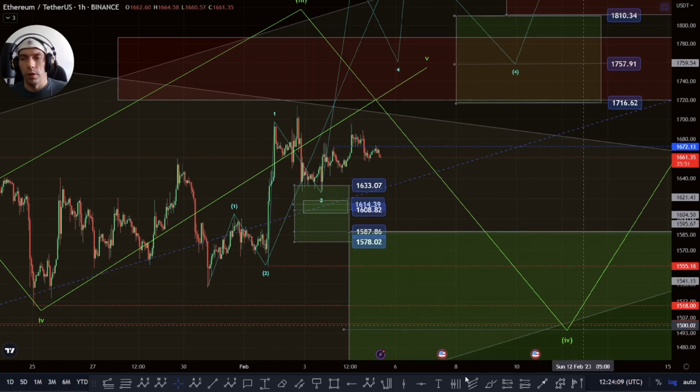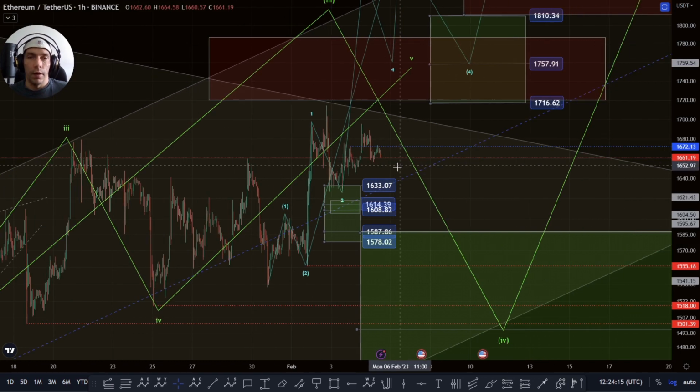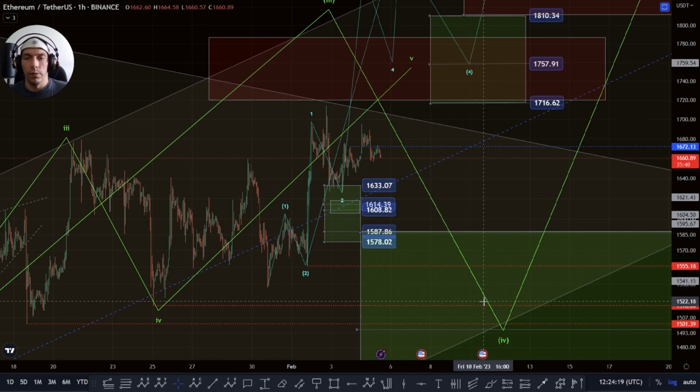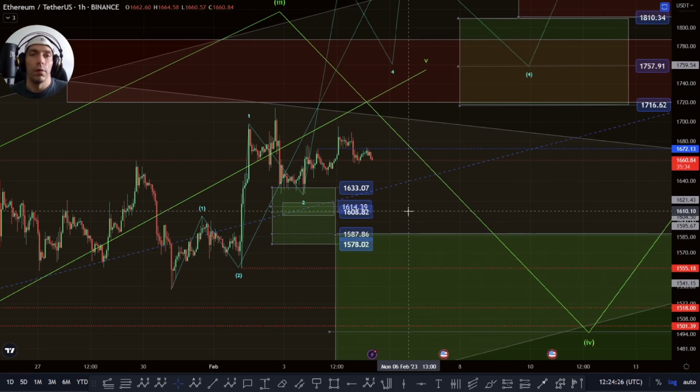Invalidation comes by dropping down below this 155.18. If we move below that, then it's potentially the fact that we've actually completed here and we're forming a bigger corrective structure for a fourth wave, and then actually we're looking to push up from that point lower down here. So that's all the options that we're looking at today.